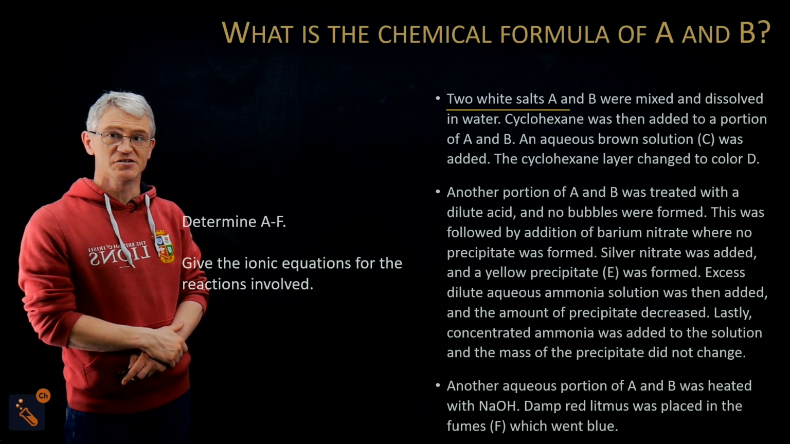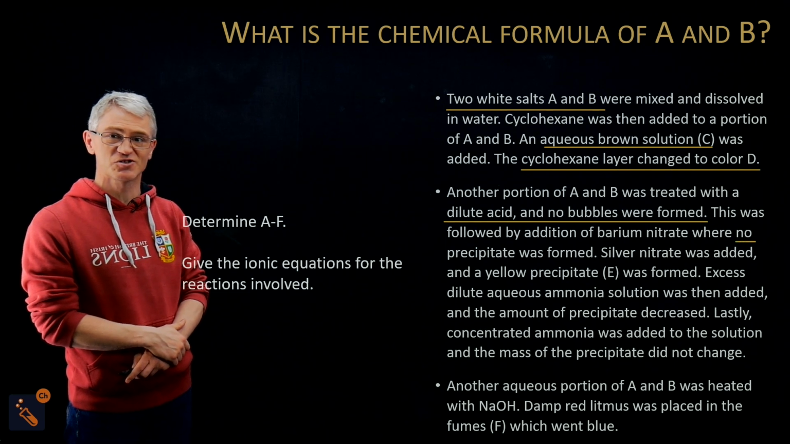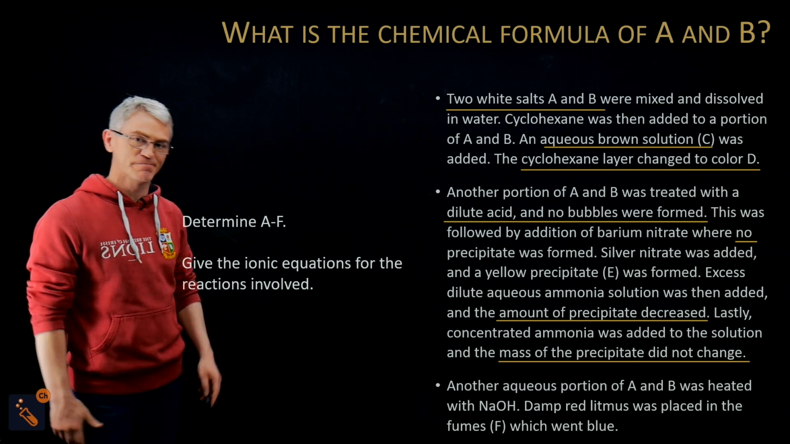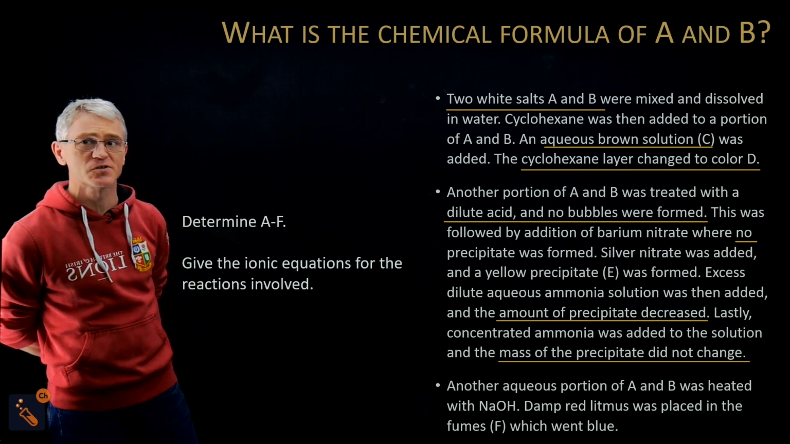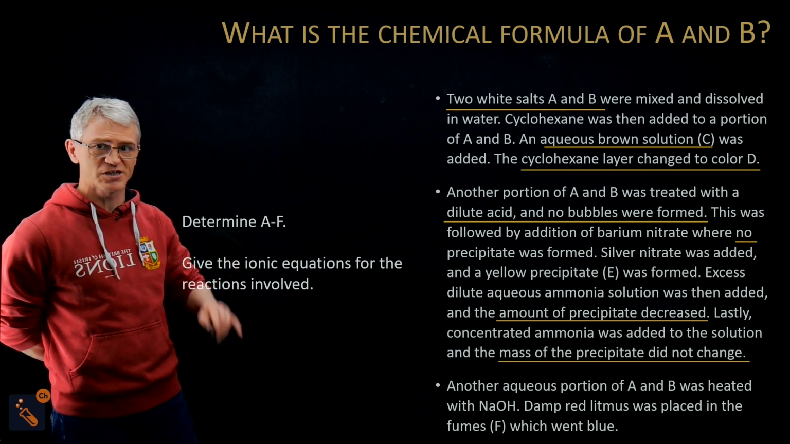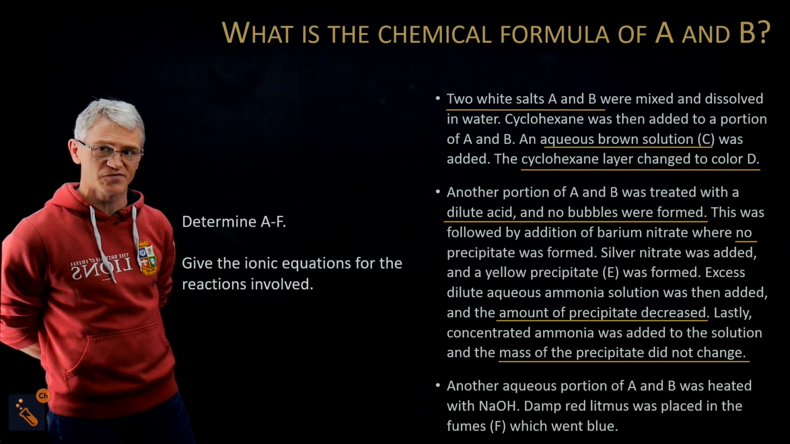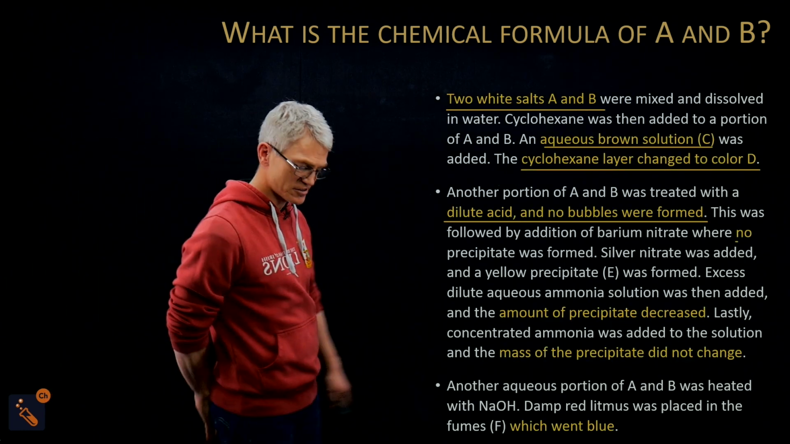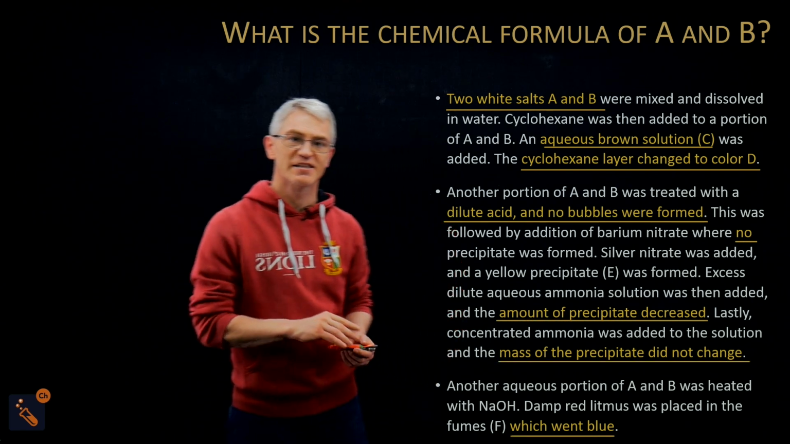So the last question is the really difficult one. I'm straight away underlining all the important stuff. I saw this once in an exam. It's really, really difficult unless you've tried it yourself. It's getting you to determine all of the things A through to F and give the ionic equations for the reactions involved. So we're going to do it, and I've highlighted all the stuff there and you can see that there.